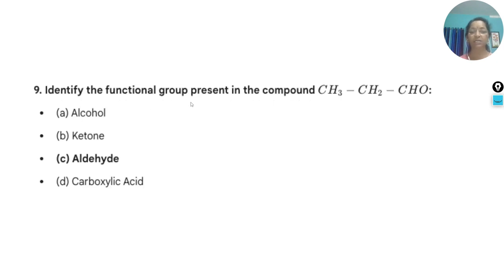Identify the functional group present in the compound. It is very clearly shown, it is CHO, that means aldehyde. Aldehyde is the functional group.